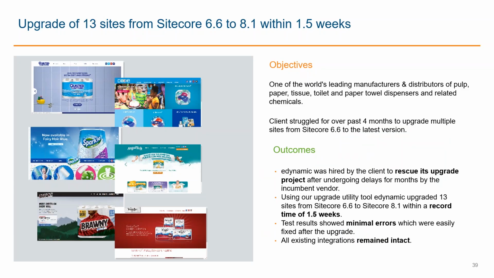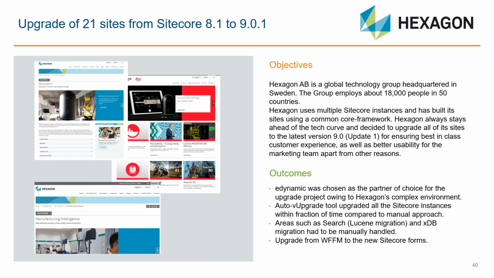I'll quickly talk about two case studies. One of my favorites is for one of the largest pulp and paper product manufacturers in North America. For them, the upgrade of 13 sites from 6.6 to 8.1 could happen in just 1.5 weeks because of the tool. I'm talking about the time when 8.1 used to be the latest version. Talking about the latest one, which is 9.0.1, this is for Hexagon, and Hexagon's environment is really very unique.